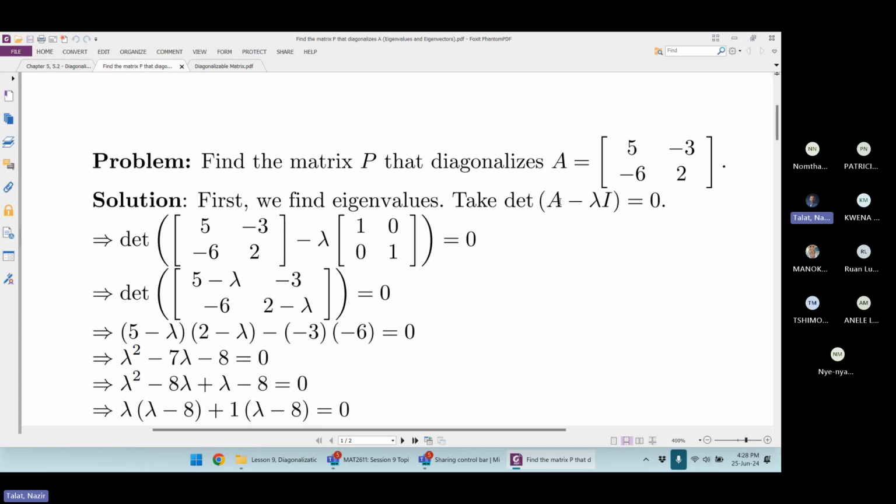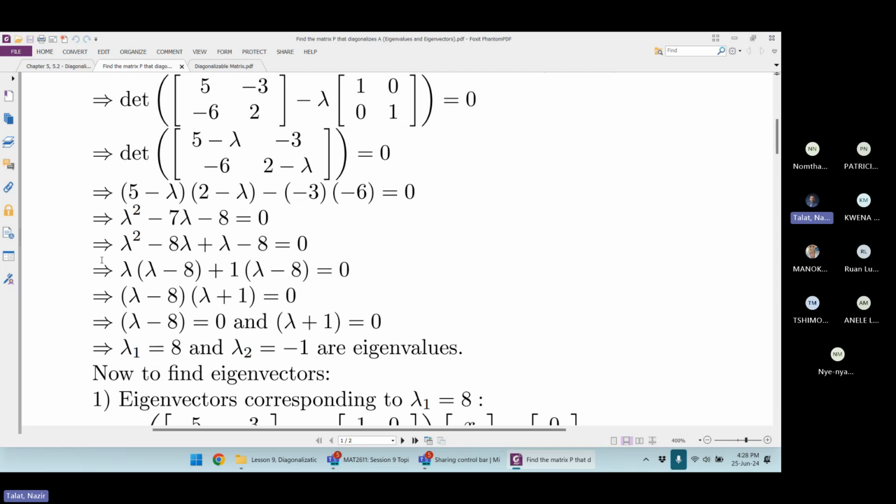With the help of that, we get the characteristic polynomial equation. This difference gives you a 2 cross 2 matrix, and when we take its determinant, first entry multiplied with the fourth entry minus second entry multiplied with the third entry, it gives us a polynomial, which we call the characteristic polynomial. Then we find its roots. It gives us two roots: one is 8 and the other is minus 1.